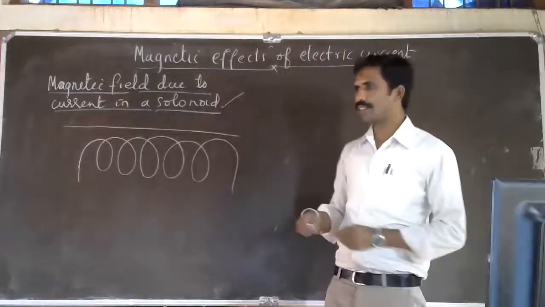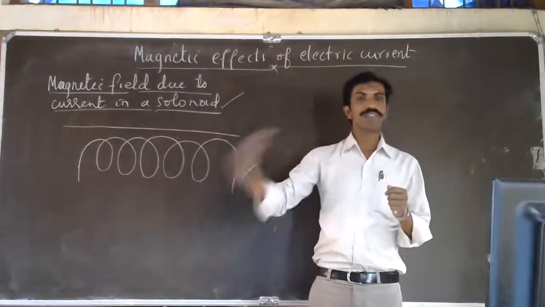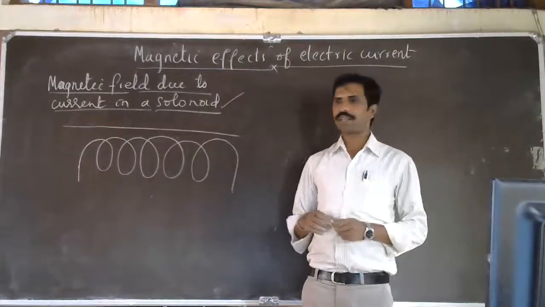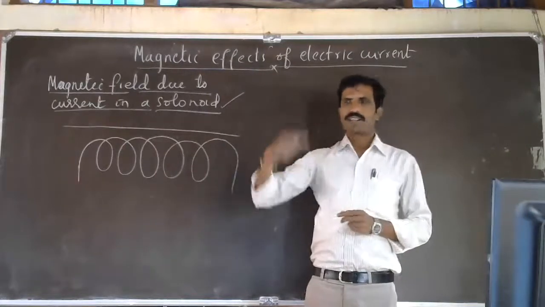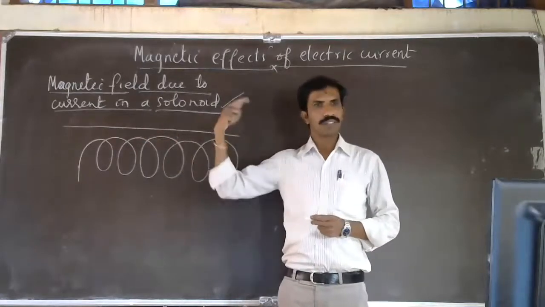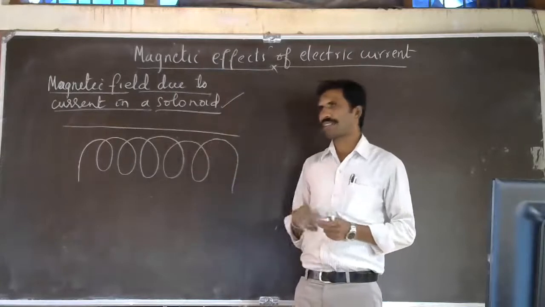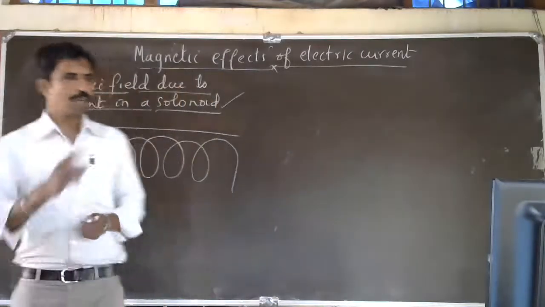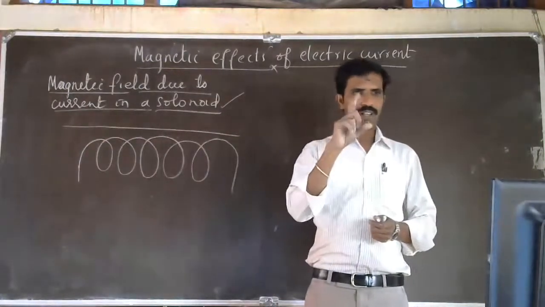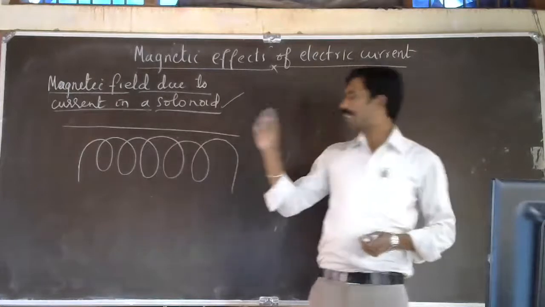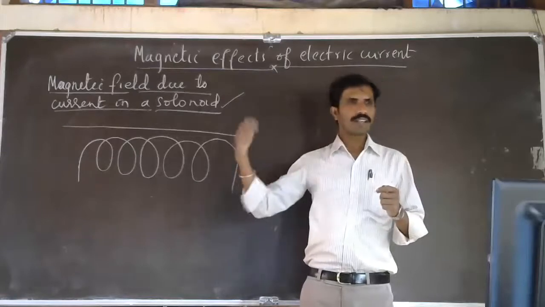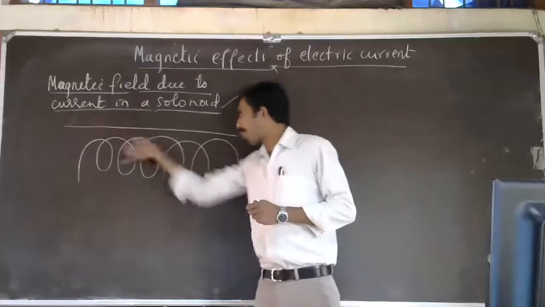a copper wire which is coiled with a number of turns, like a spring. You know how a spring will be, so it will be coiled like this. So a copper wire which is coiled with a number of turns, that is called a solenoid. You may have seen springs, which are present in pens and all. So a wire coiled with a number of turnings looks like a hollow tube.